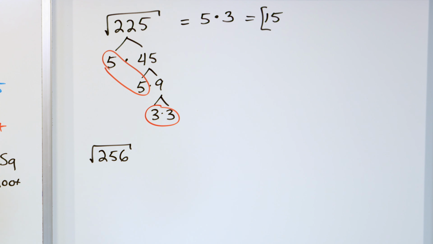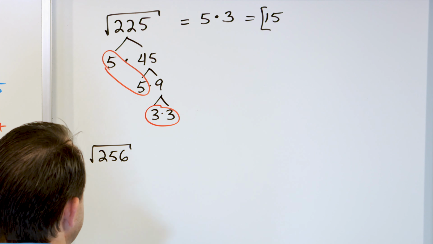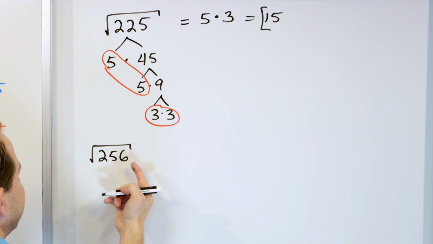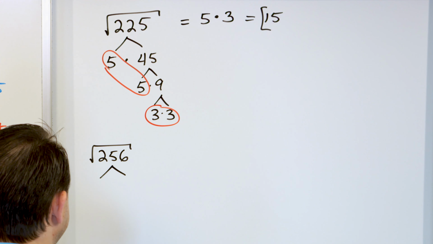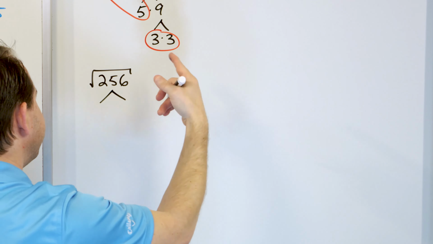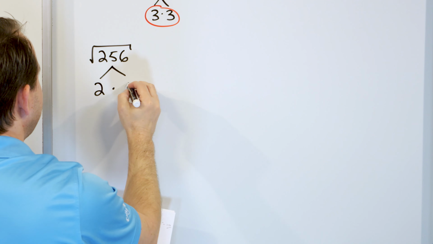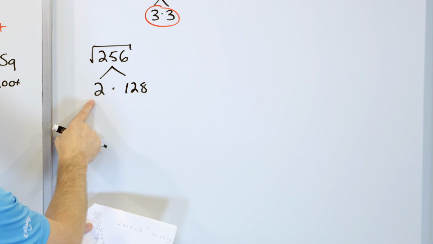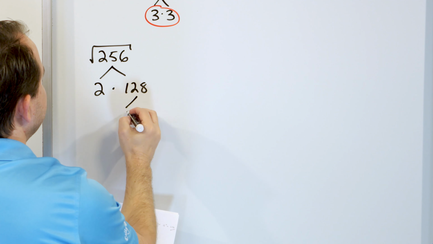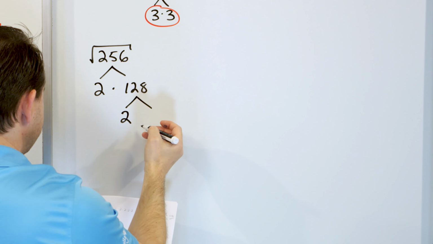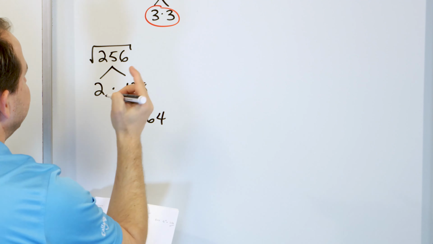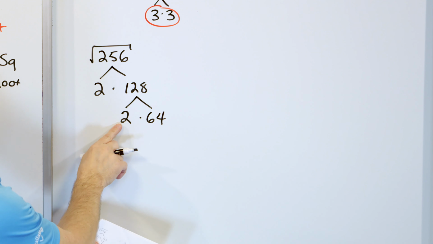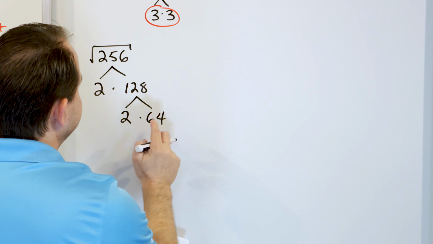All right, what's that? I have no idea if that's a perfect square or not, but I do know that this is an even number because it ends in a 6. So I'm going to get my calculator out, and I'm going to take 256 divided by 2, and I'm going to figure out that 2 times 128 is what 256 is equal to. I'm done here, but I know this is even, so I'm going to get my calculator and figure out that 2 times 64 is equal to 128. Again, I'm done here. I don't need to go any farther, but this is even as well.